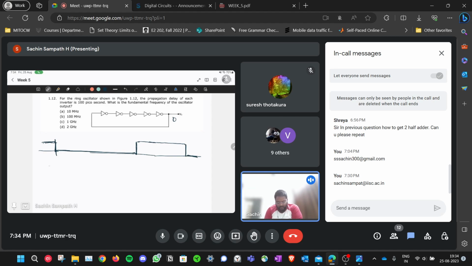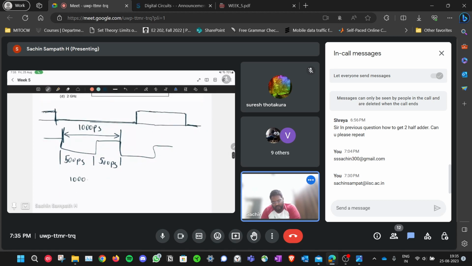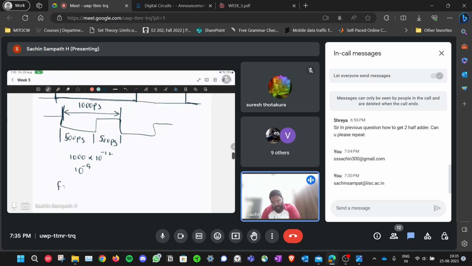If you zoom out, it will look something like this. And this length is 500 picoseconds. This length is also 500 picoseconds. The time period is the time between these 2 points, which will be 1000 picoseconds, which is nothing but 1000 into 10 power minus 12, since that is pico. So it's 10 power minus 9 seconds, and frequency is 1 over time period, so it's 10 power 9 hertz. This is nothing but 1 gigahertz.